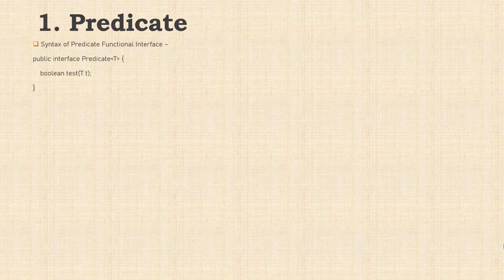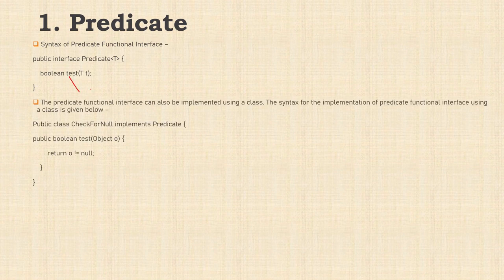And the syntax of the Predicate functional interface, if you see the Java code, you'll get an interface Predicate. Only one test method will be there, which takes input here, and it's returning boolean as a return value. Here you can write Integer, String, Long, Double, anything you can write.